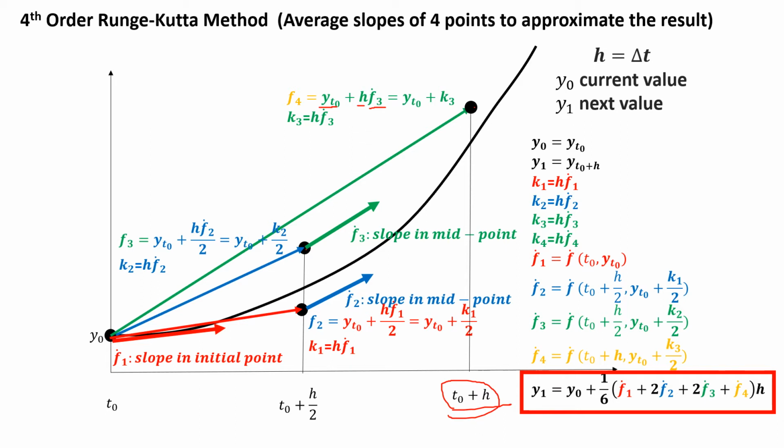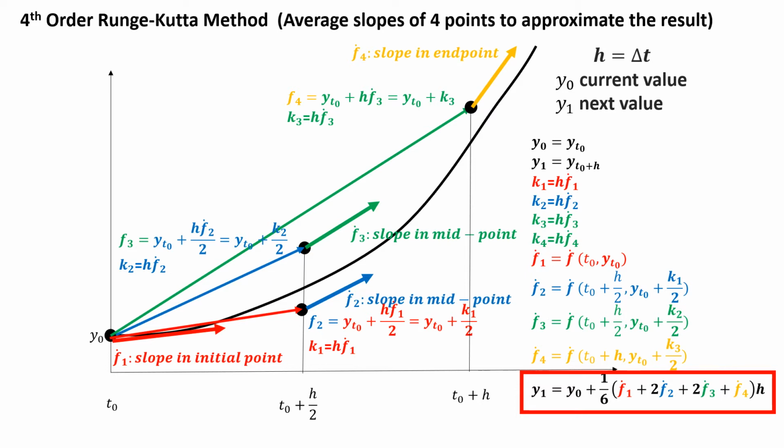So at this point I will get the other slope. Therefore I get the fourth slope. It will be f1 dot, the first point slope, f2 dot, second point slope, f3 dot, third point slope, f4 dot, fourth point slope here. So after I got this fourth slope, I use the weighted sum.